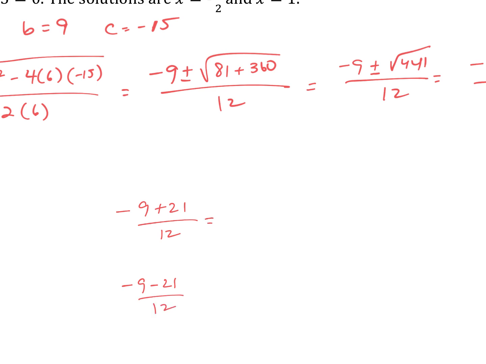Negative 9 plus 21 is positive 12. 12 over 12 just equals 1. Negative 9 minus 21 is negative 30 over 12, which simplifies to negative 5 over 2.